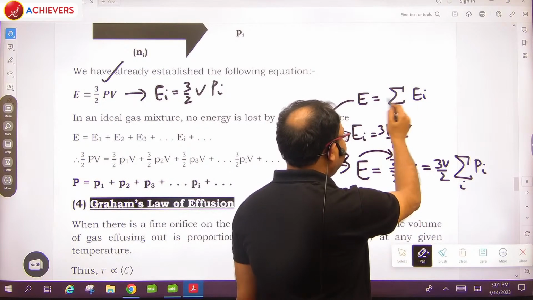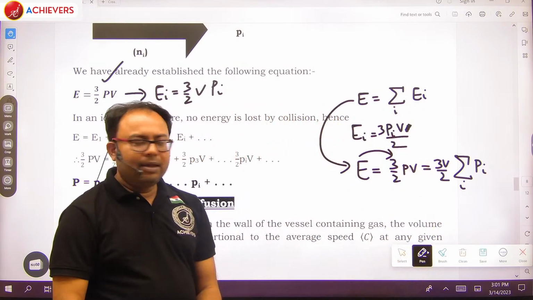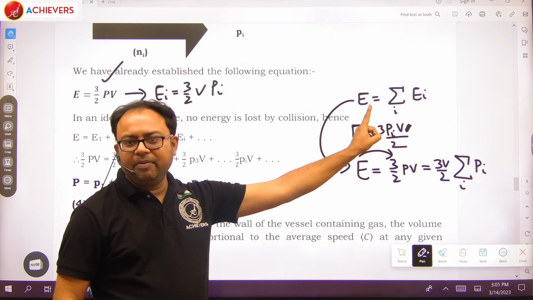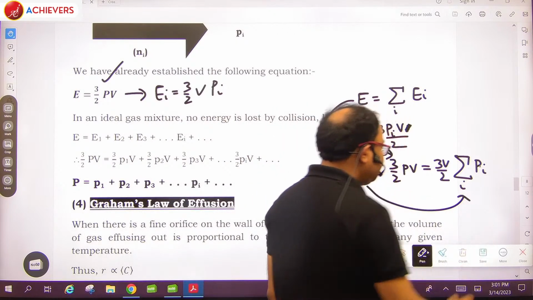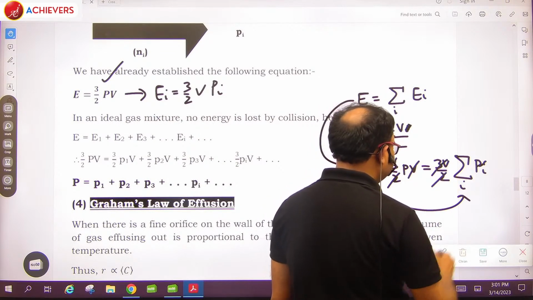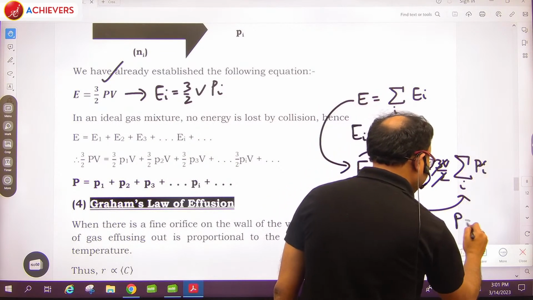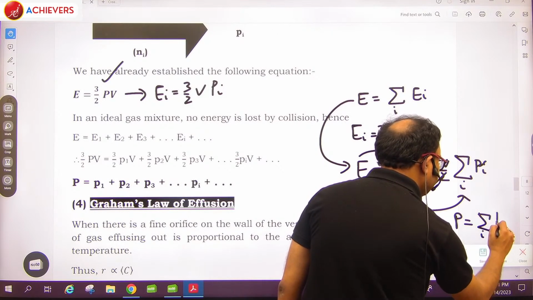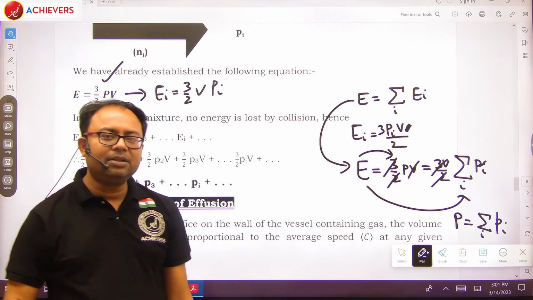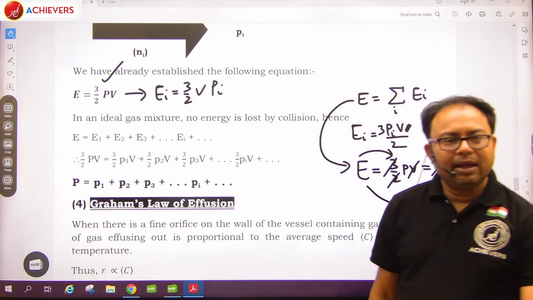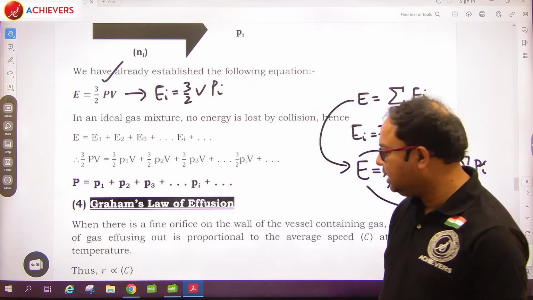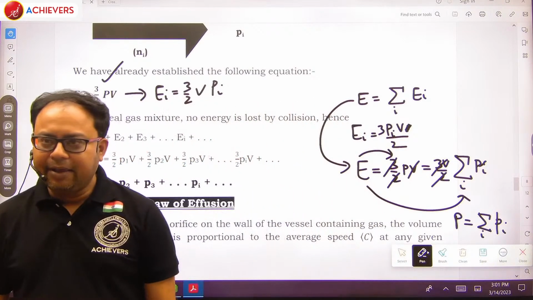And now you are putting E equal to summation over Ei, and you are substituting the value of Ei, 3 Pi V by 2. Now 3 V by 2 is a constant, so that is pulled out. So you see 3 V by 2 is getting cancelled out, and thereby you are getting P equal to summation over Pi. That means total pressure is the sum of the partial pressures. So I have established the equation. Very easily you have established this equation.